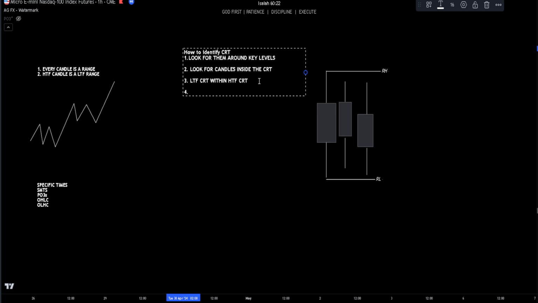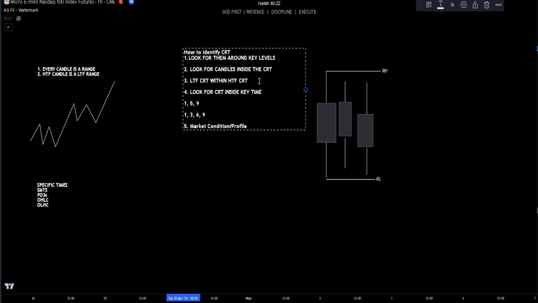And number 4, look for CRTs inside key times. So your time sequences are 1, 5, 9, and 1, 3, 6, and 9. And number 5, market conditions and profile.